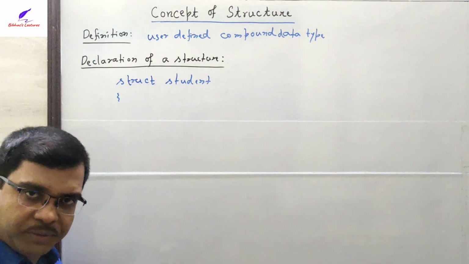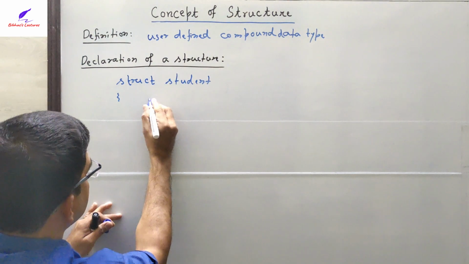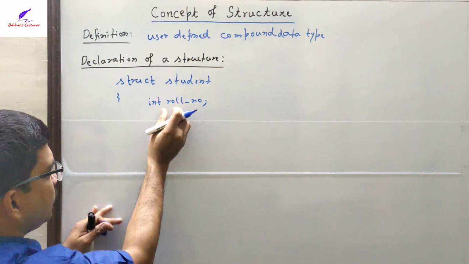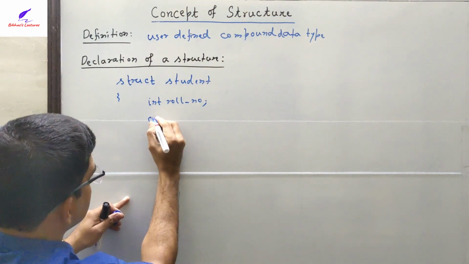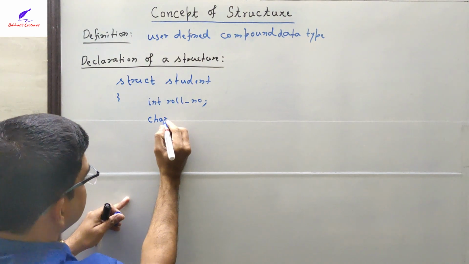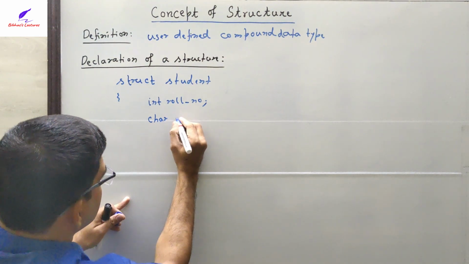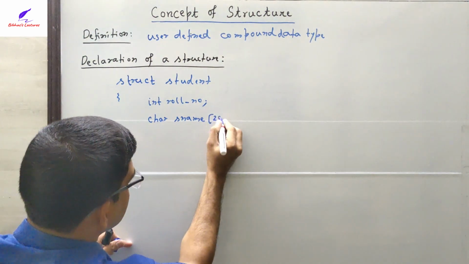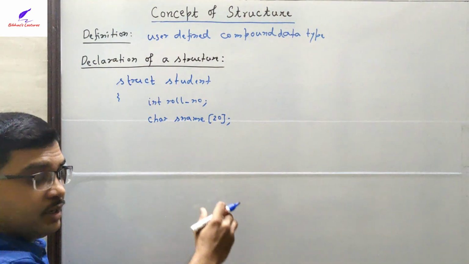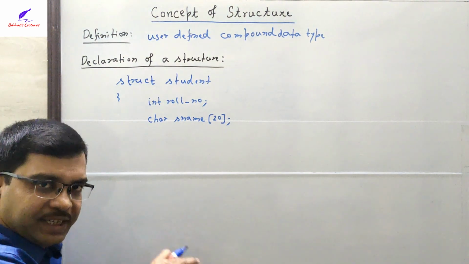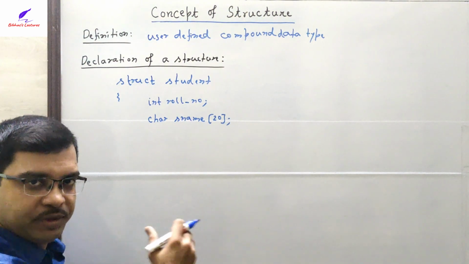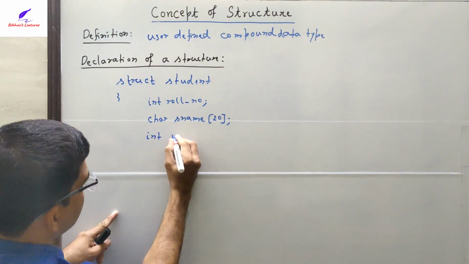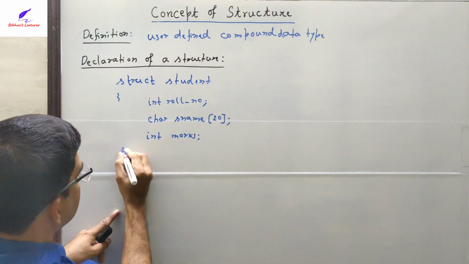Now we want to have 3 members in this structure. For example, roll number, which is of integer type, roll underscore number. Then we want to store the student name, that is of character type. So it is a character array, sname 20. It can store a maximum of 20 minus 1, 19 characters, because the last character will be null in C language. And suppose the marks obtained by the student.